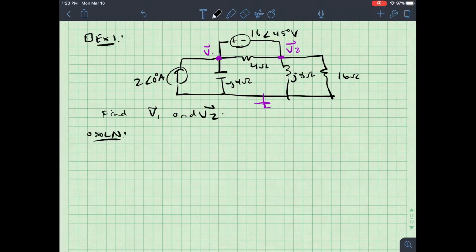Alright, so the first thing I should notice is that I have what's called a supernode. A supernode is anytime I have a voltage source between two nodes where both of them are not ground. So that's what this 16 angle 45 degree volt source is. Now, because of that, I know that I have some special superpowers which we'll come to in just a minute.